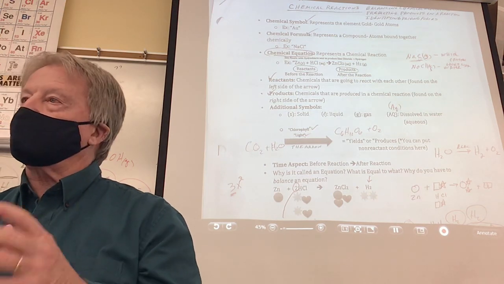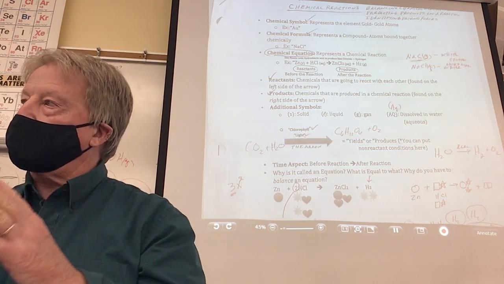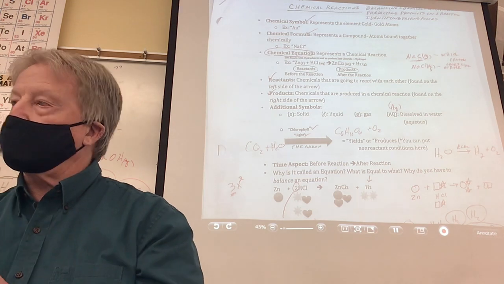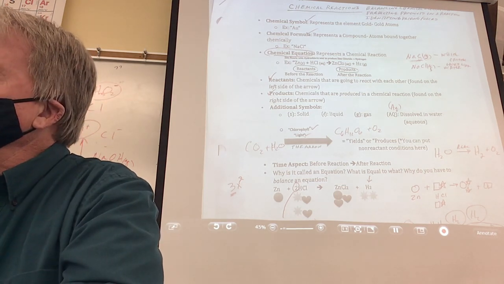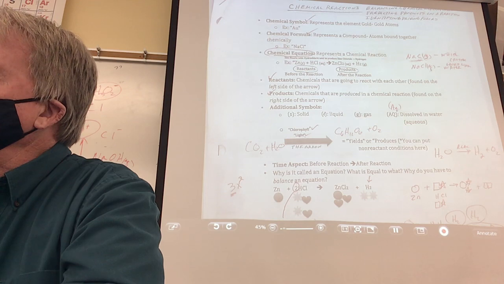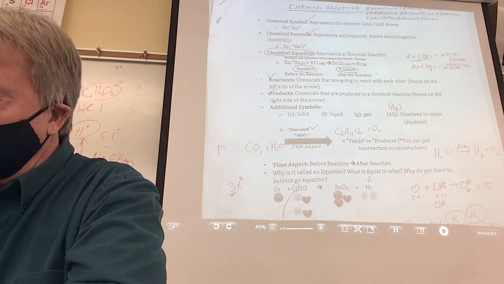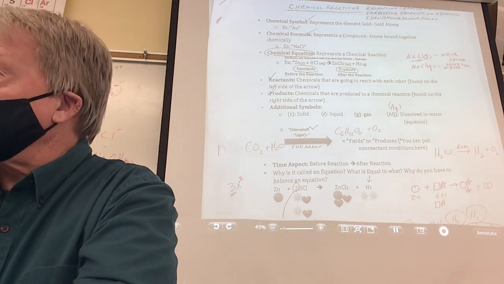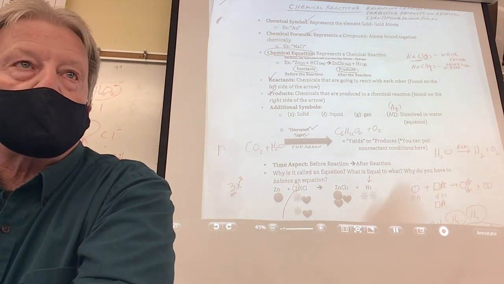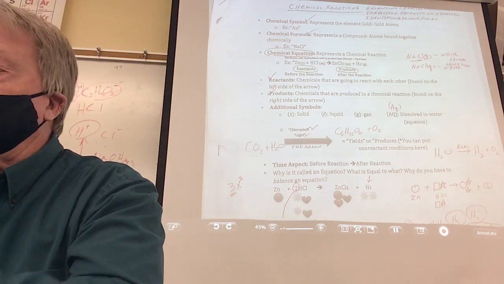Okay, and what is it that separates the reactants from the products? Arrows. An arrow. What's that arrow mean? Arrows usually mean it produces. It could mean produces, yields, forms, makes. Everybody get that? So, all right, very good.